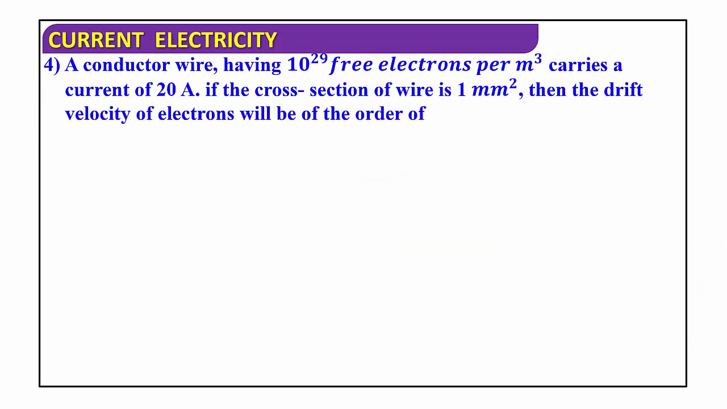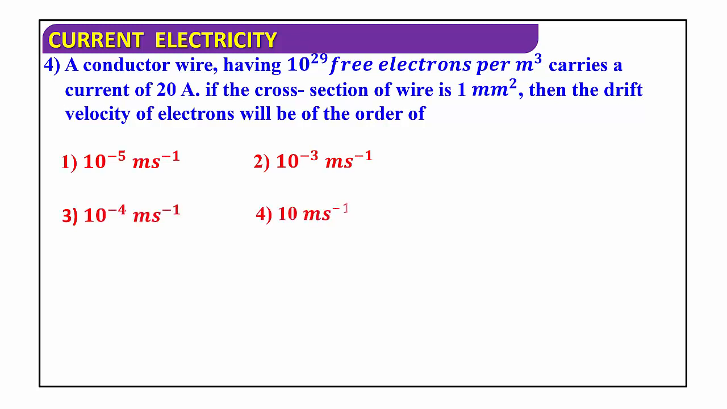Come to the fourth question. What is the fourth question? A conducting wire having 10 raised to 29 free electrons per meter cube carries a current of 20 ampere. If the cross-section of the wire is 1 millimeter square, then the drift velocity of the electron will be of the order. So here we have to find the drift velocity. Drift velocity means again we can go for the equation Vd equals I divided by NAE. Substitute all the values. This is a direct question. You will get the answer. So these are the given options, 4 options they have given.